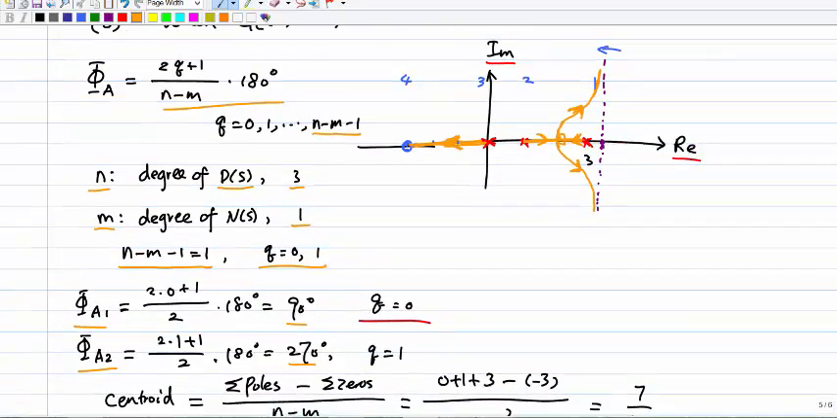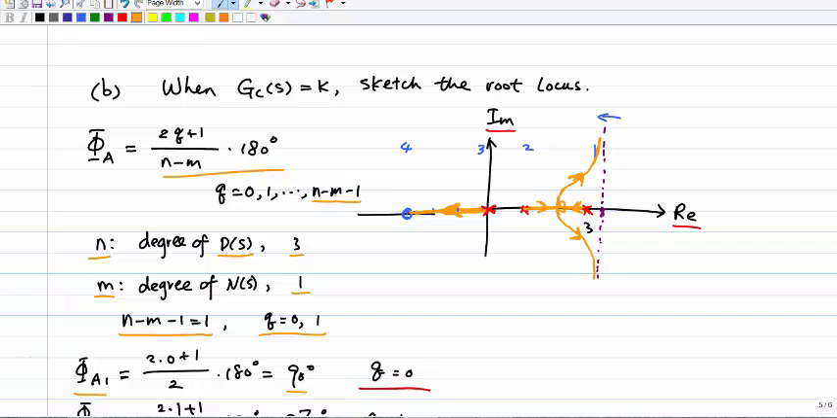The problem here is that the system wouldn't be stable for any k, because these two poles are always on the right-hand side. Although one of them is in the left half plane, the others are always in the right half plane. So this is not stable for any k.